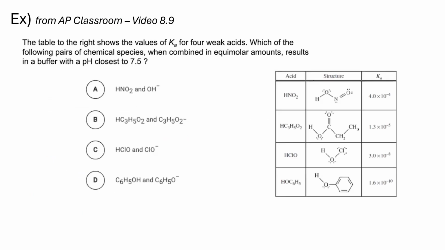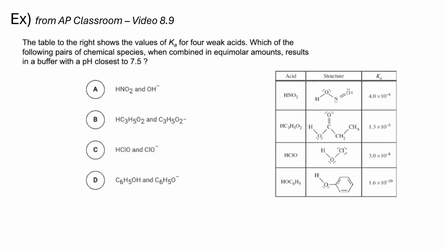All right, so here's an example from AP Classroom. This is from video 8.9, just kind of stole this. Multiple choice. Table to the right shows values of Ka for 4 weak acids. Which of the following pairs of chemical species, when combined in equimolar amounts, that's very important, results in a buffer with a pH closest to 7.5?